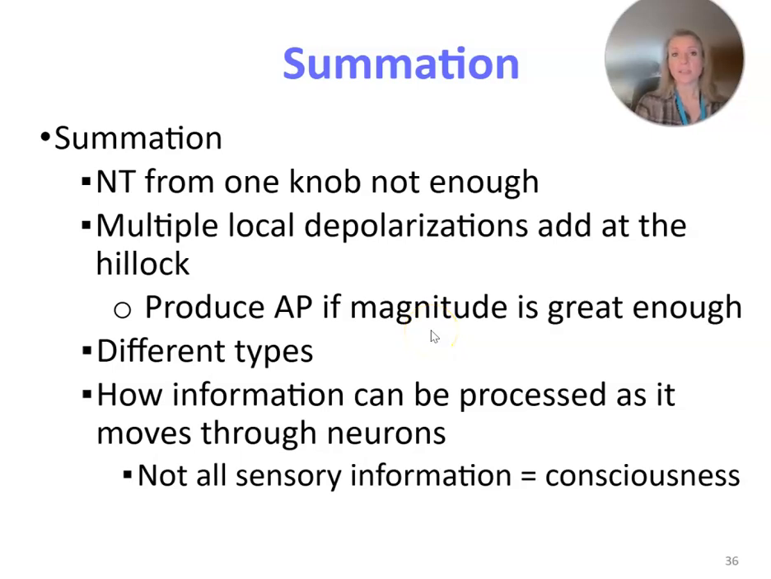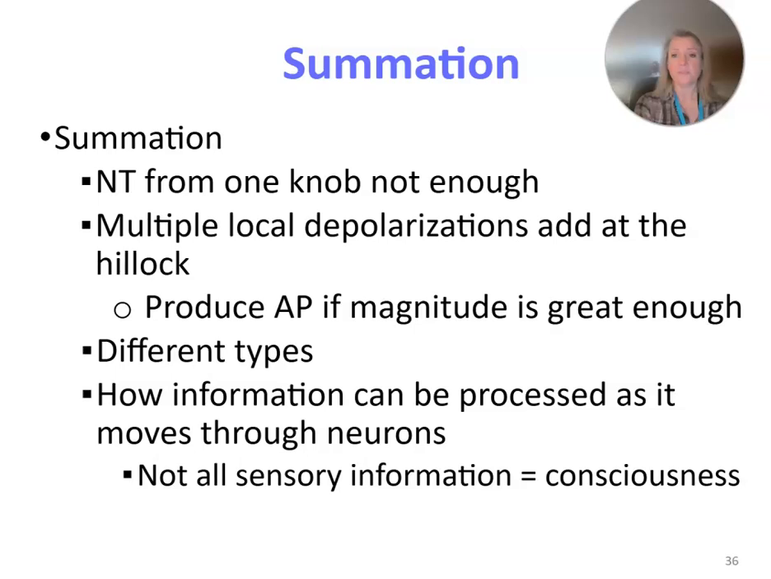So there at the axon hillock, we are going to have a summation of all EPSPs and IPSPs that are being produced at the same time. So they all add up at the axon hillock. They will produce an action potential if the magnitude is great enough, if our threshold is reached.